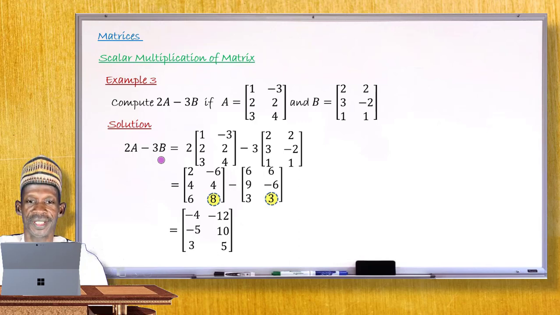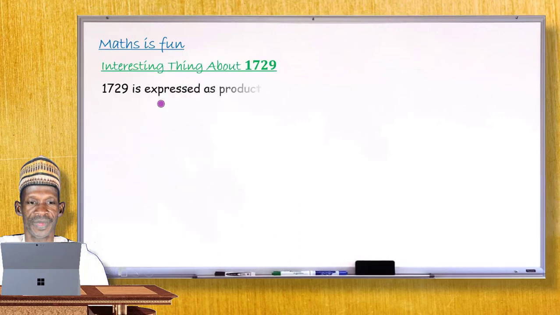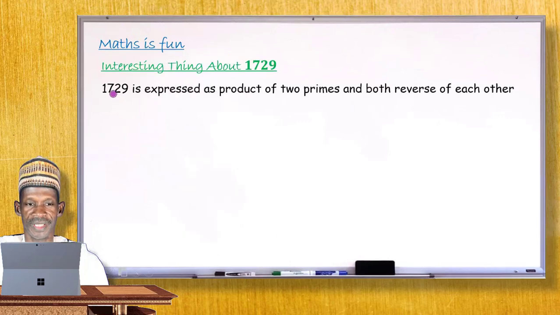I explain what is interesting about the number 1729. This number 1729 is very interesting in that it can be expressed as a product of two primes. And those two prime numbers are reverse of each other. This is what is really interesting about this number 1729. So let's just find out and see.